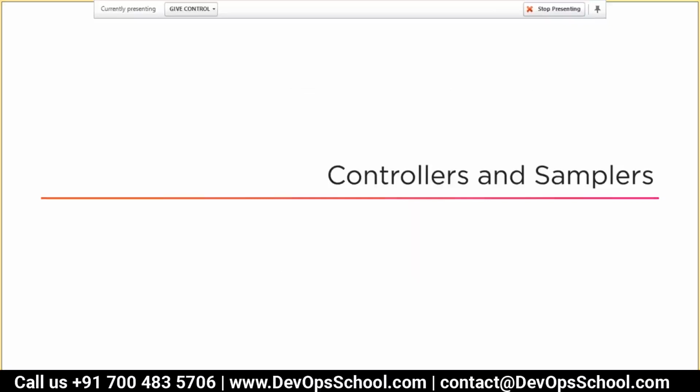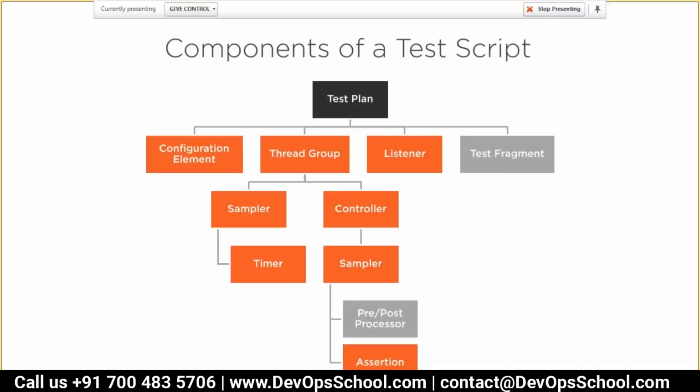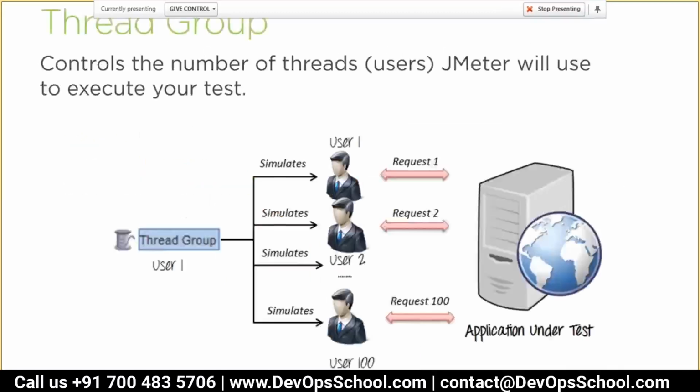And then controller and sampler. This is an important one. What is a controller and what is a sampler? If I show you controllers and samplers in this image, they may be a part of the thread group, or a sampler may be a part of a controller, whereas the controller is a part of the thread group. Now we need to understand what a sampler is and what a controller is. Now let's understand this.